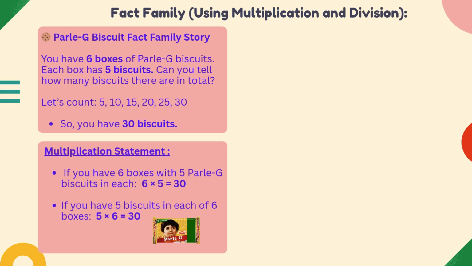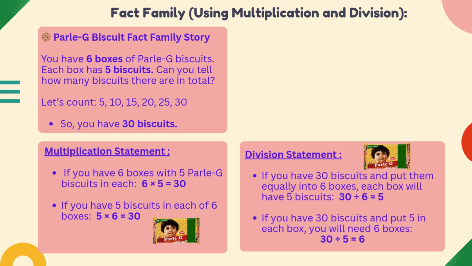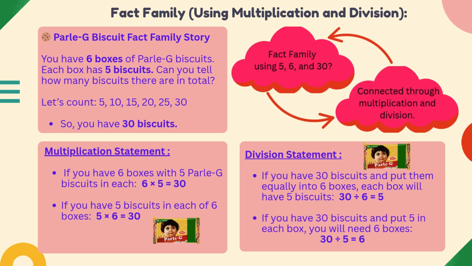And now let's use division. 30 divided by 6 equals 5. 30 divided by 5 equals 6. These numbers, 5, 6 and 30, are part of one fact family. They are connected through multiplication and division.